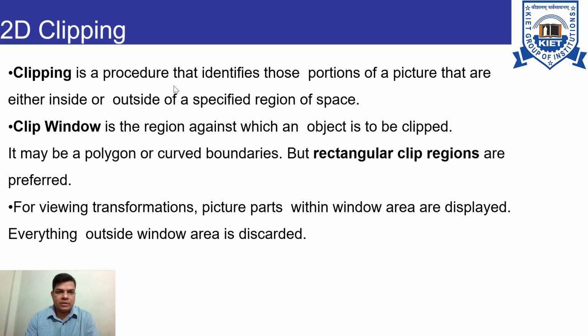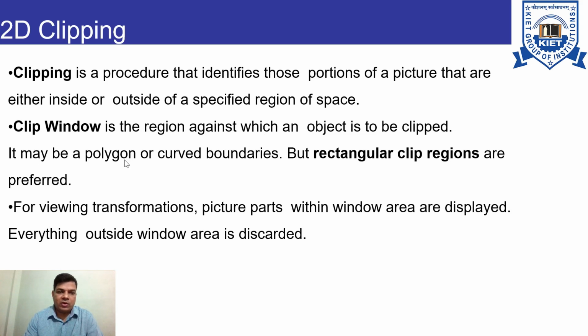Clipping is a procedure that identifies those portions of a picture that are either inside or outside of a specified region of space. Then in clipping we are having one window that is known as clip window. Clip window is the region against which an object is to be clipped.